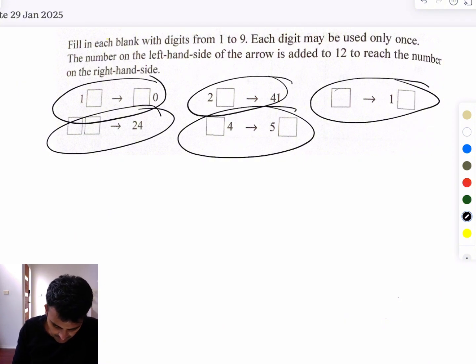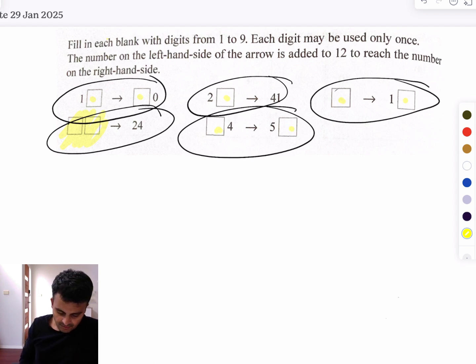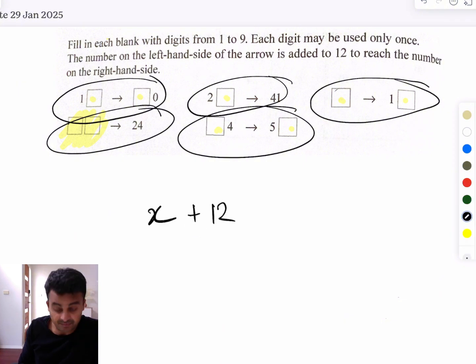Now this one looks to be the easiest one. Why? Because each of the others requires some sort of multiple step thing going on, whereas this one is quite straightforward. Something plus 12, it says that something is x, plus 12 is 24.